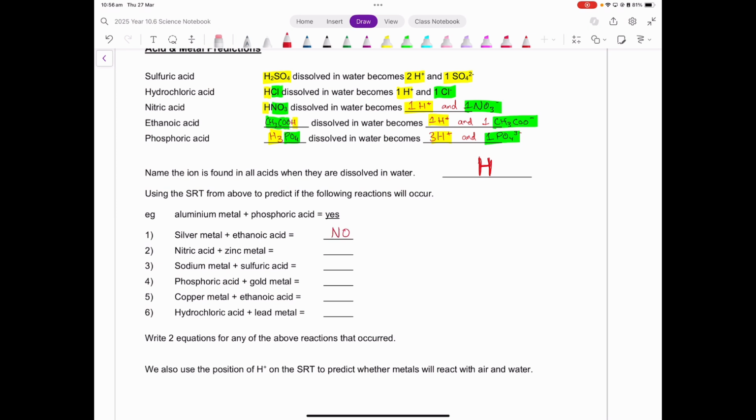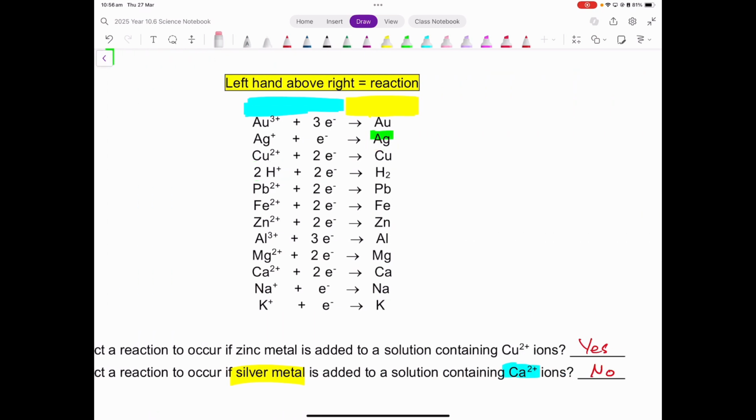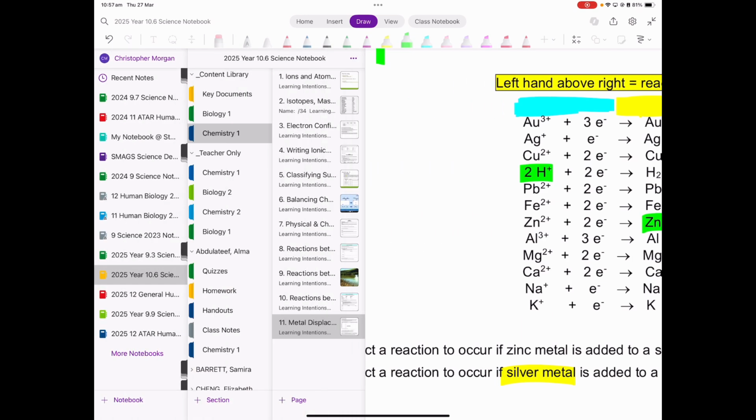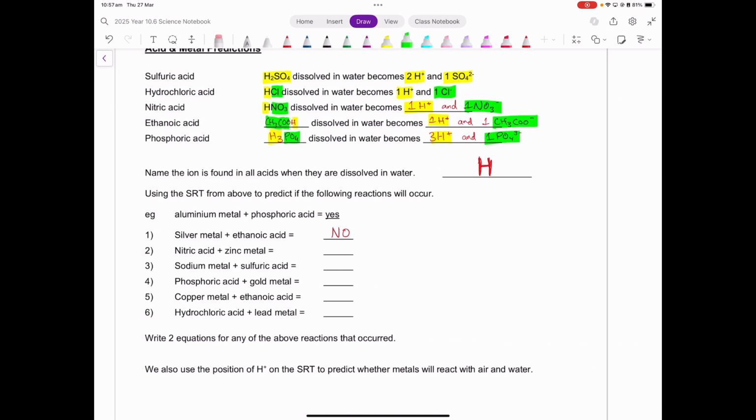When we then look at nitric acid and zinc metal, what is the ion that we're going to use to represent nitric acid on our standard reduction table? Hydrogen. So we're looking for hydrogen ion and zinc metal. So again, I'll jump back to my standard reduction table. Hydrogen ion and zinc, apologies. Zinc metal, hydrogen ion. We can see the left hand is above the right, and this means that in this instance, there will be a reaction. So for this one here, yes.